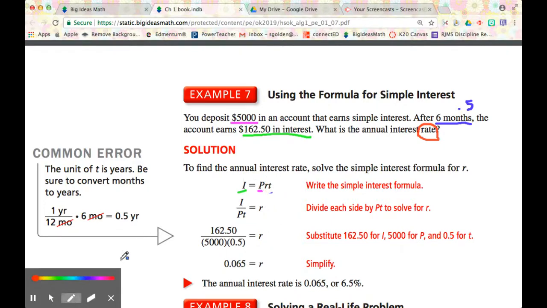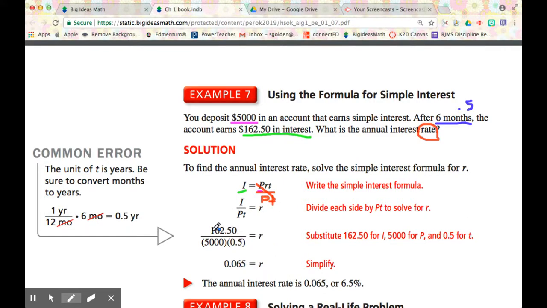Okay, so all of this is being multiplied, so we can divide both sides by PT to get rid of it. It cancels it, and all we're left with is R. So our rate will equal the interest divided by the principal times time. So then we take that and plug in our numbers. That's why it's helpful to rearrange these formulas.